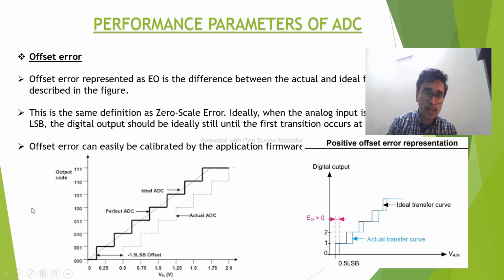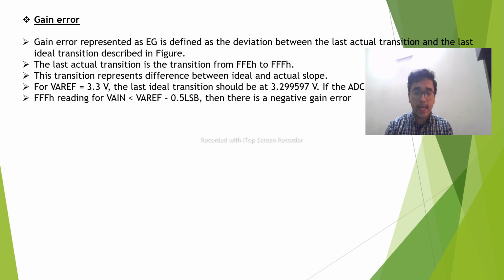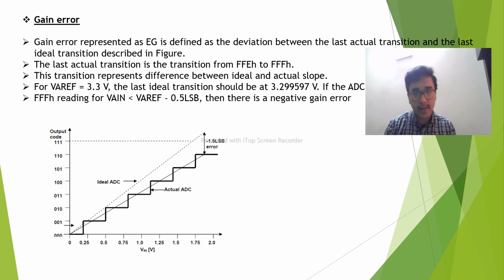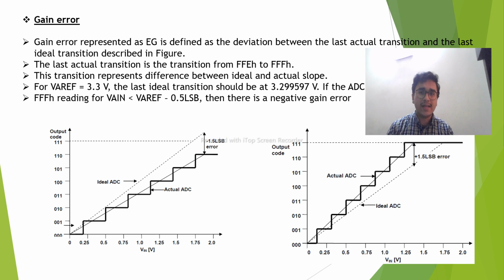So next, moving on to the next performance parameter, that is the gain error parameter. The gain error is defined as the deviation of the actual transition. You can see here that the actual ADC curve is changing.